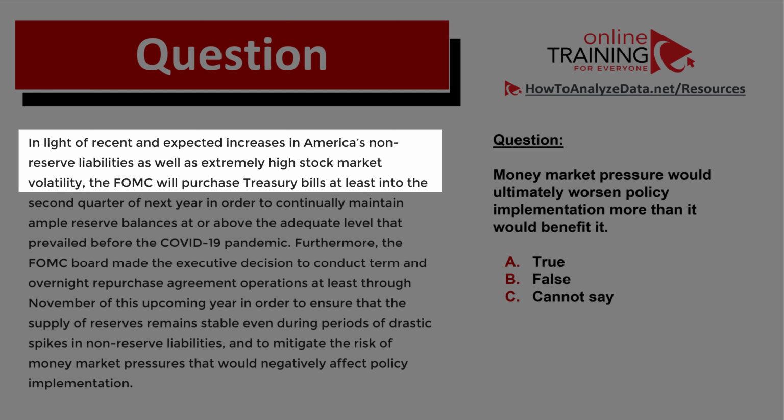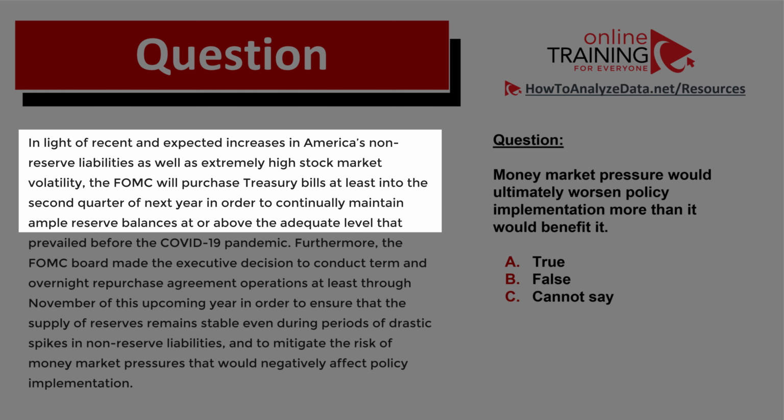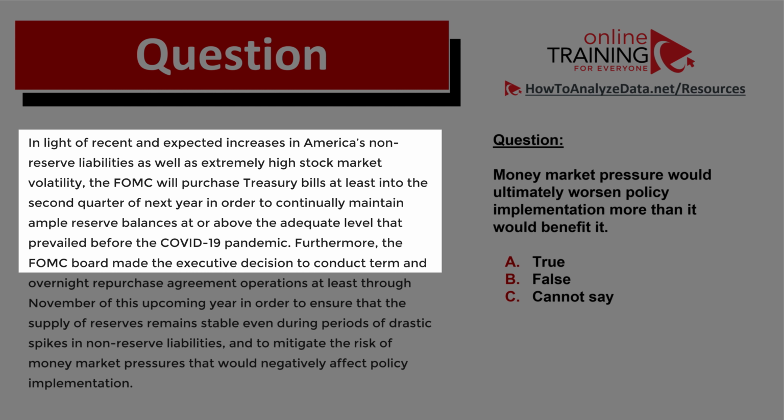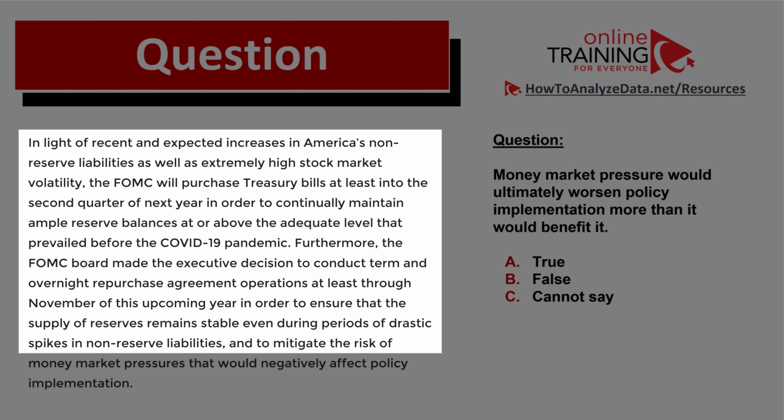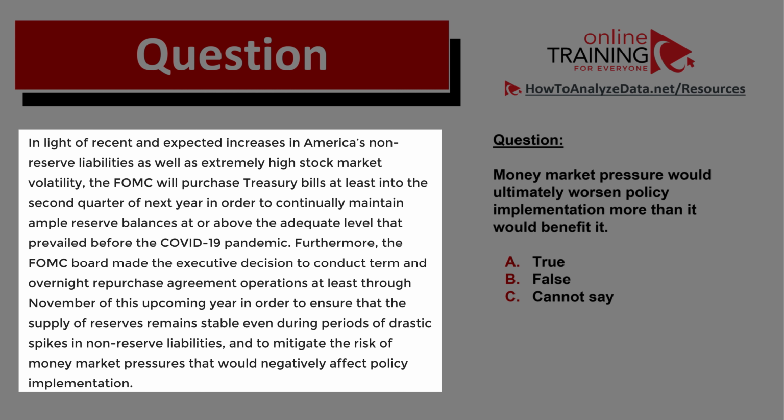market volatility, the FOMC will purchase Treasury bills at least into the second quarter of next year in order to continually maintain ample reserve balances at or above the adequate level that prevailed before the COVID-19 pandemic. Furthermore, the FOMC board made the executive decision to conduct term and overnight repurchase agreement operations at least through November of this upcoming year in order to ensure that the supply of reserves remains stable even during periods of drastic spikes in non-reserve liabilities, and to mitigate the risk of money market pressures that would negatively affect policy implementation.